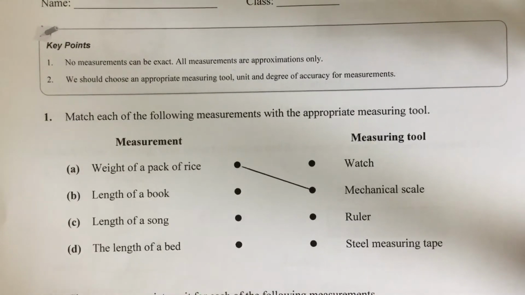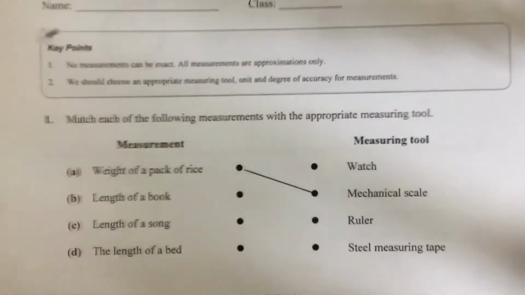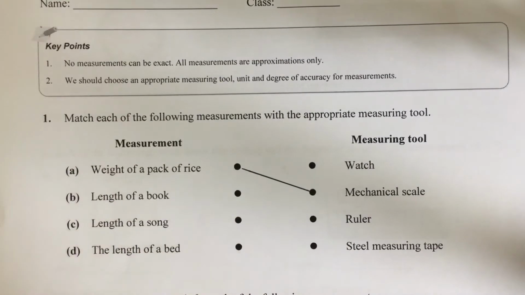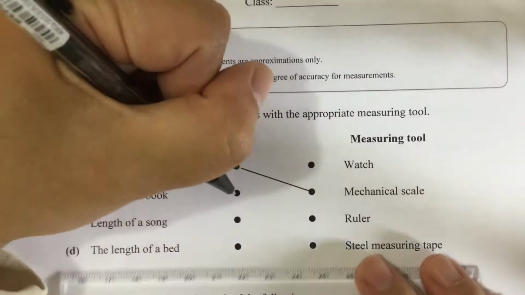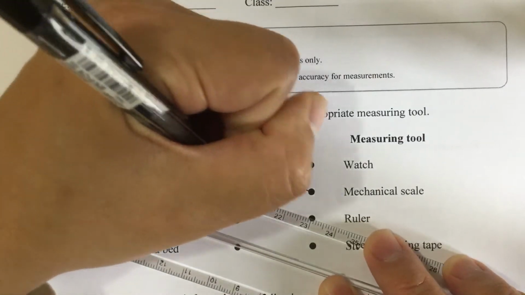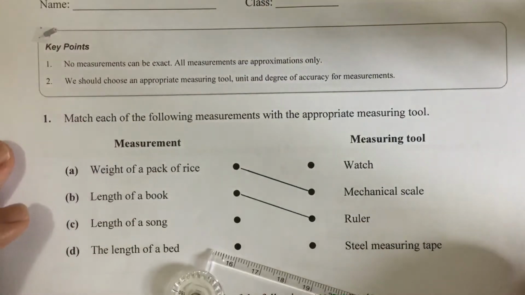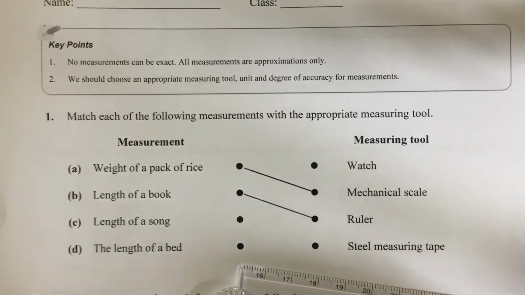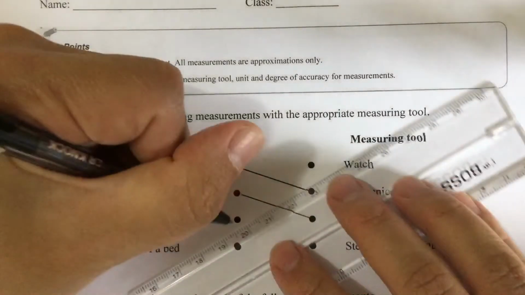We will not use the steel measuring tape because it's so difficult for us to place on the book. So we use the ruler. Obviously, we will not use the watch because we are not going to count the time. But what about the length of the song? Obviously, we are going to count the time of it for a song. So this is the watch.